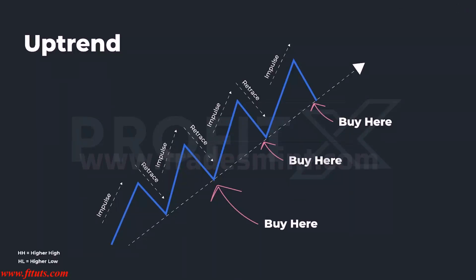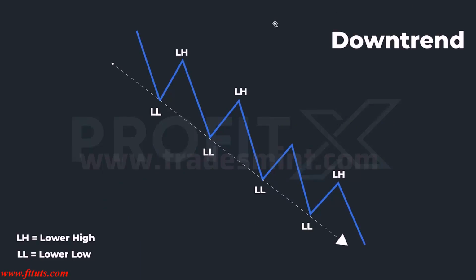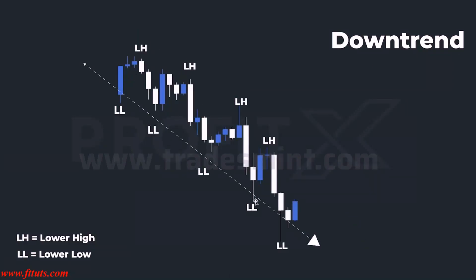So this is what the uptrend is. Now, the downtrend is a series of lower lows and lower highs. Lower lows, lower high. Lower low, lower high. Lower low, lower high. This is an abstract representation of it, but this is from GBP JPY.